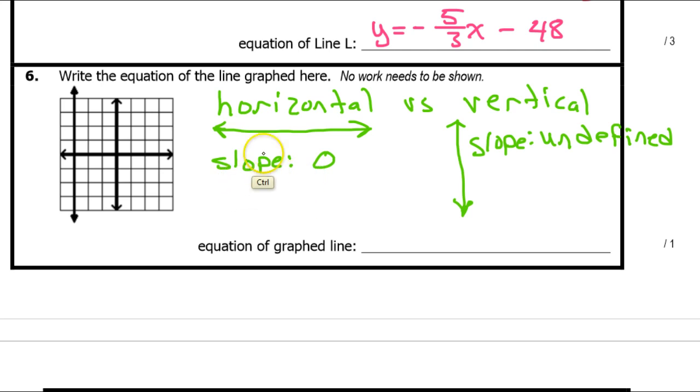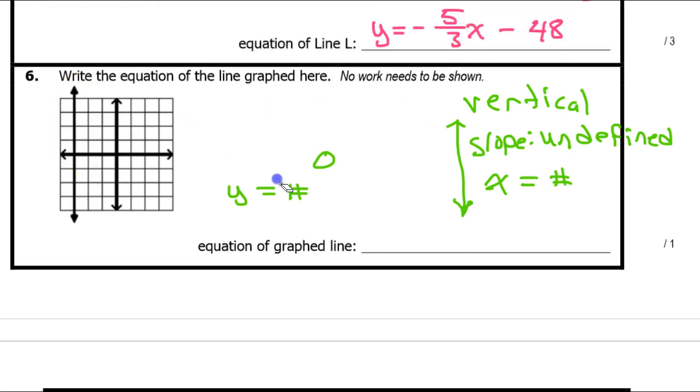When you have a horizontal line, the equation is always y equals some number, like y equals 5 or y equals negative 1. When you have a vertical line, the equation is always x equals some number, like x equals 3. So you have to memorize all this. All of this needs to be in your head. So when I see a vertical line, I recognize it as a vertical line. That triggers me to think, okay, a vertical line has a slope that's undefined, and the equation is always going to be x equals something.